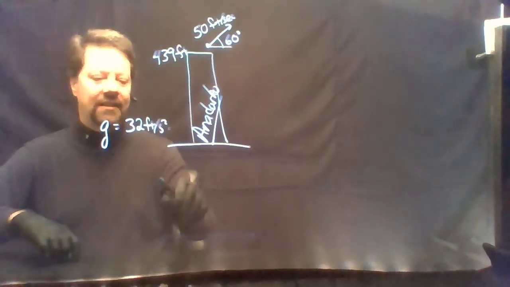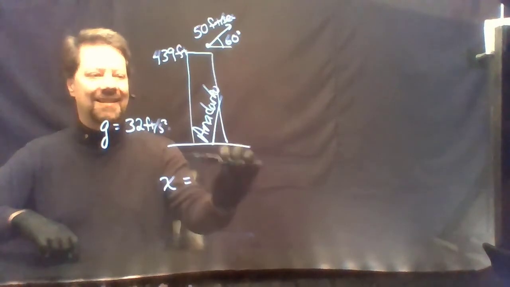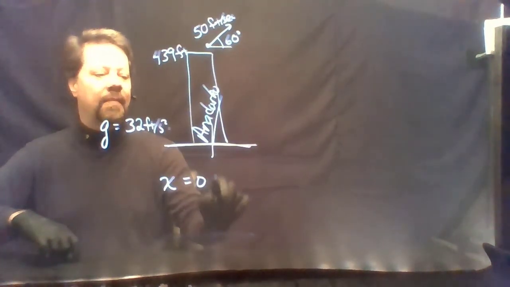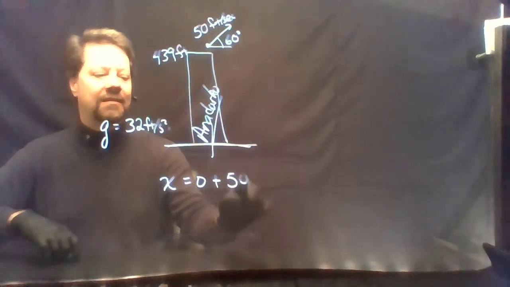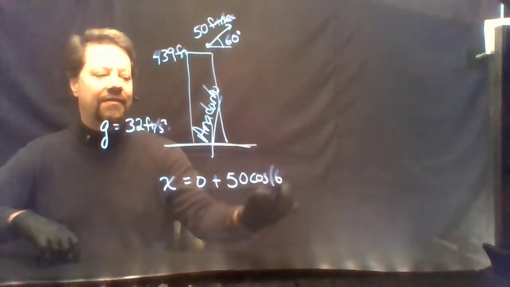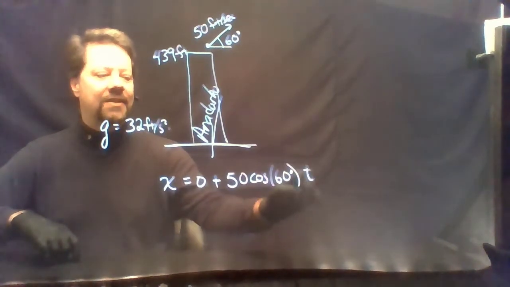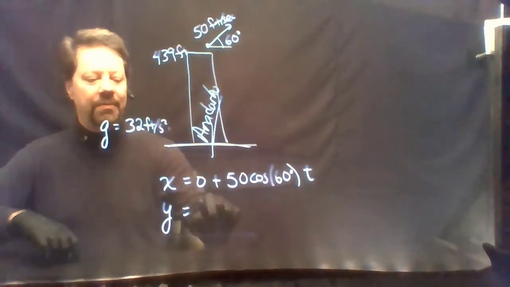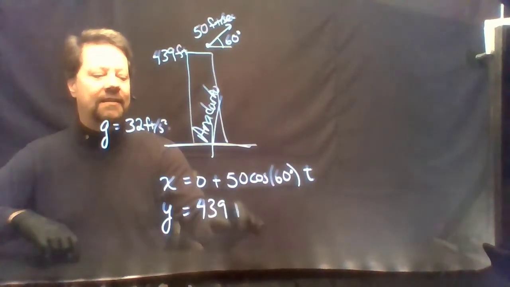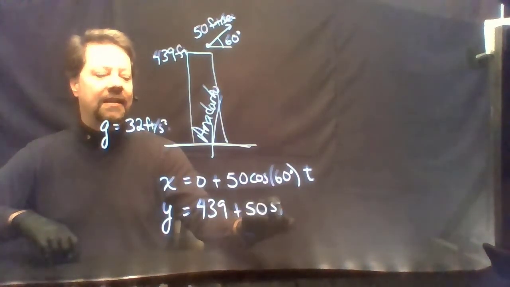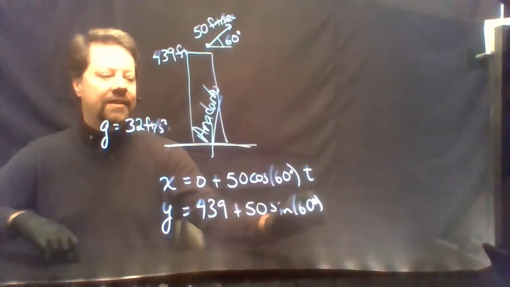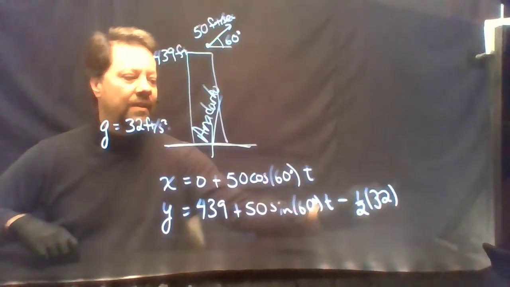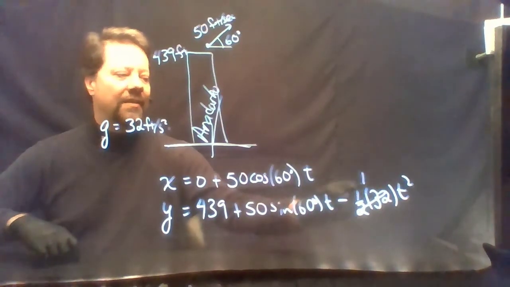We have then x equals x0, which we'll assume is 0, plus v0 times the cosine of the angle theta times t. Y equals y0, which we'll assume is 439 feet, plus 50 times the sine of 60 degrees times t minus 1/2 times 32 times t squared.